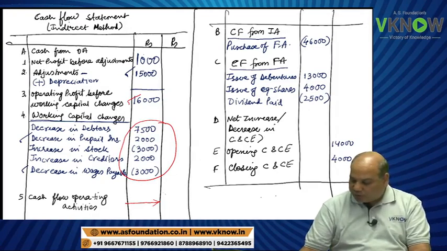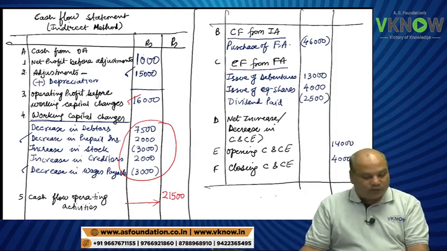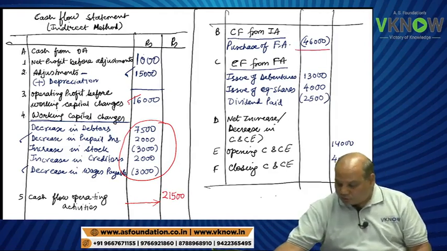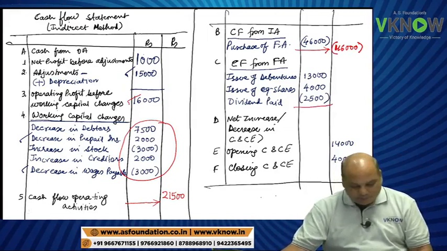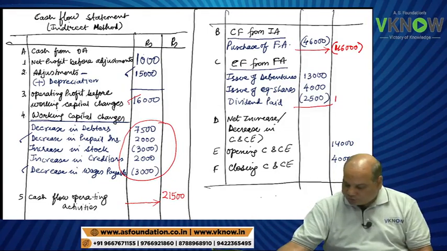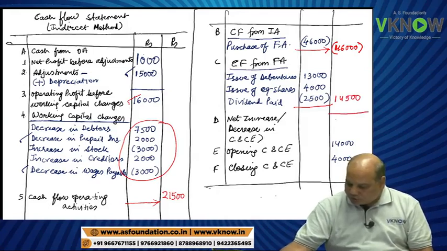So you will be happy to note that again you are getting the same 21,500. Again you are getting 46,000 rupees here negative. And financing activity is also same. So of course the increase or decrease will also be same, 10,000 decrease.